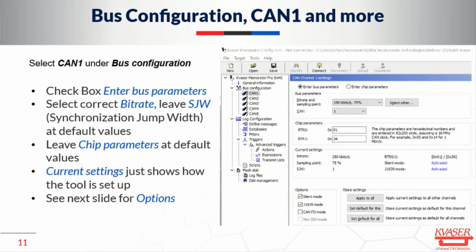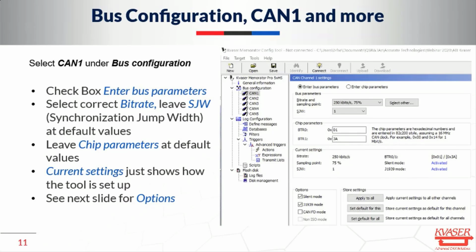So I say bus configuration, CAN 1 and more. Each bus configuration screen is the same. You can configure all buses or channels on the device independently, or you can duplicate the screen on the lower right-hand side there.